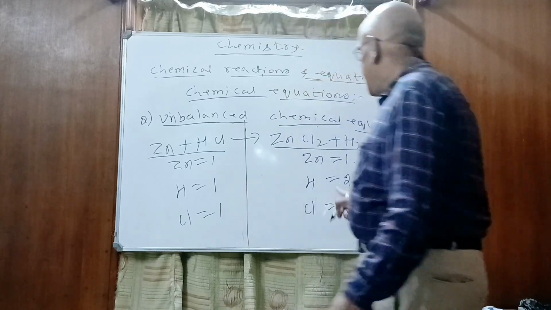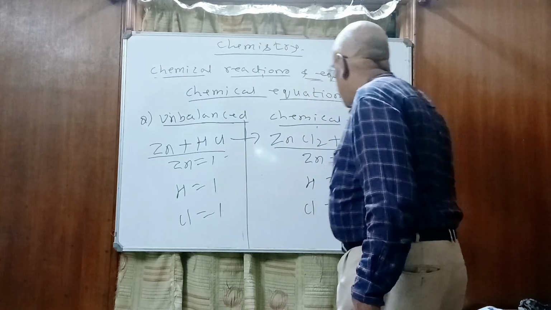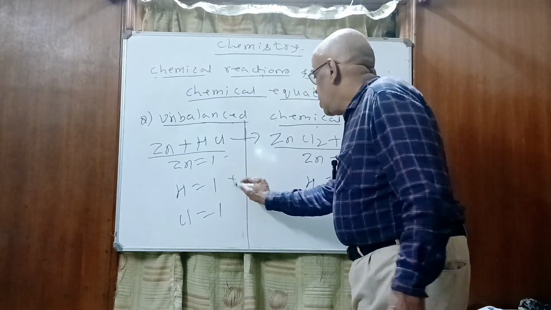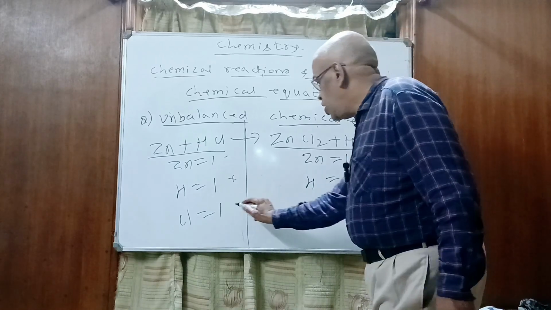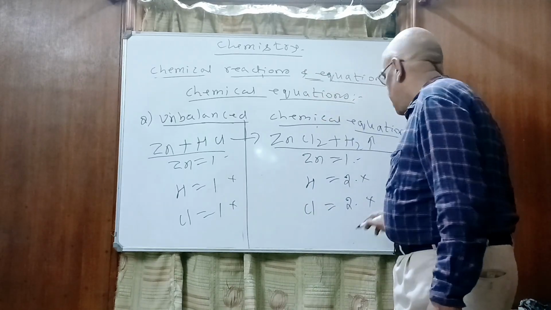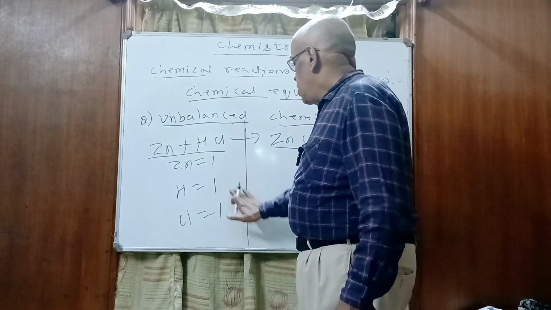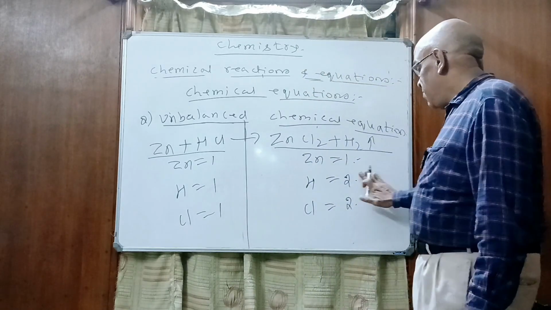So see children here now. Zinc 1 atom, balanced. Hydrogen 1 and 2, not balanced. Chlorine 1 and 2, not balanced. So what should we do now? We have to multiply with a suitable number.